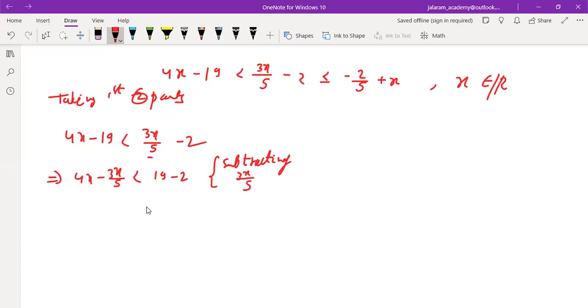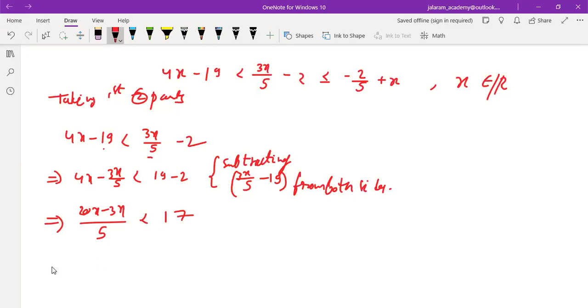And if you are solving an objective question, there is no need to write anything. So 3x by 5, and we have added 19 to both sides. So we can also say subtracted 19 both sides. So subtracting 3x by 5 minus 19 from both sides. We get, LCM 5, 4x 5s are 20x minus 3x is less than 19 minus 2, 17. It implies 17x by 5 is less than 17.